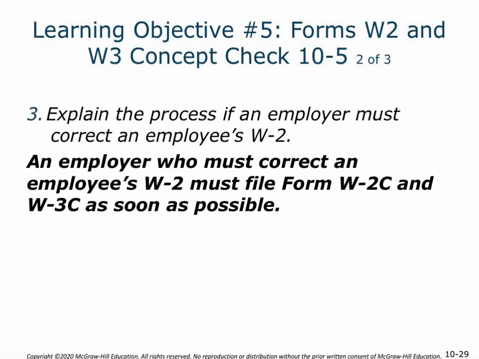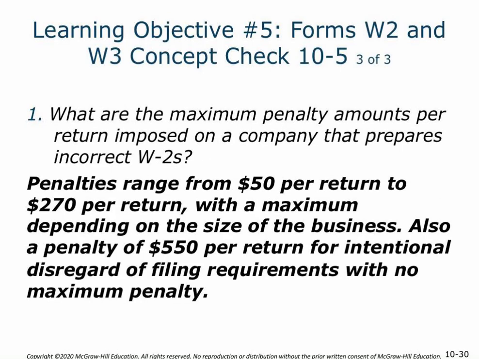Learning objective 3, explain the process if an employer must correct an employee's W-2. An employer who must correct an employee's W-2 would file a W-2C and the W-3C as soon as possible. What are the maximum penalty amounts per return imposed on a company that prepares an incorrect W-2? The penalties range from $50 per return to $270 per return, and the maximum depends on the size of the business. Also a penalty of $550 per return for intentionally disregarding filing requirements, with no maximum penalty associated with that.